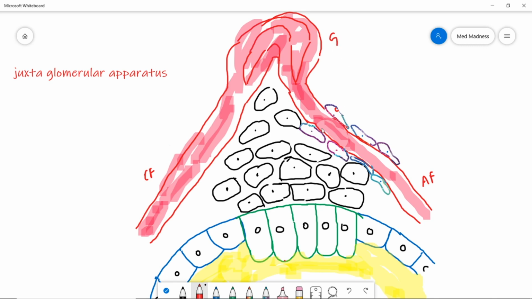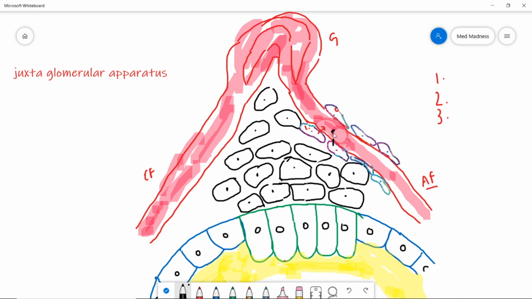Fine. Now, one important question. When is the renin secreted into the blood? There are really three stimuli for this. Number one, the JG cells act like baroreceptors. The JG cells are nothing but the modified smooth muscle cells of the efferent arteriole. So, when the blood pressure is decreased, these baroreceptors sense it and renin is released into the circulation.